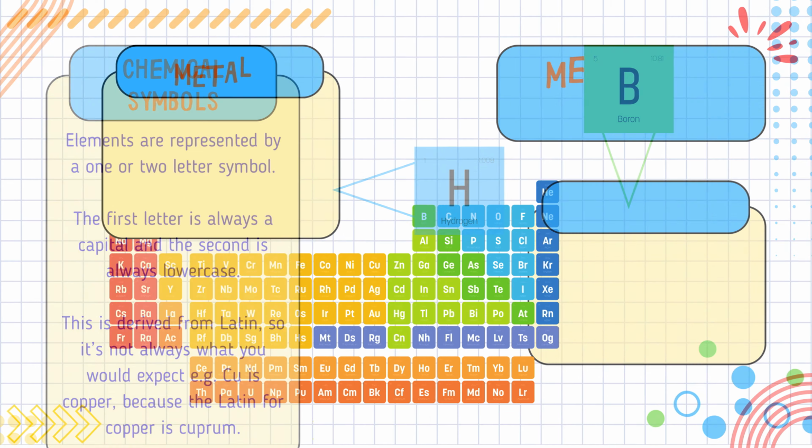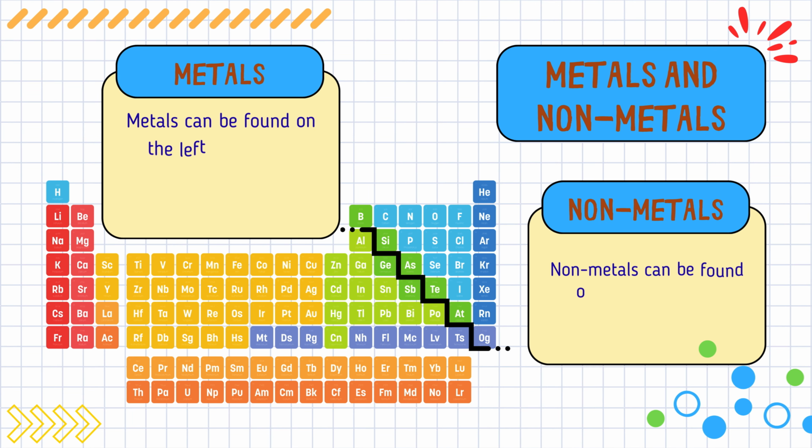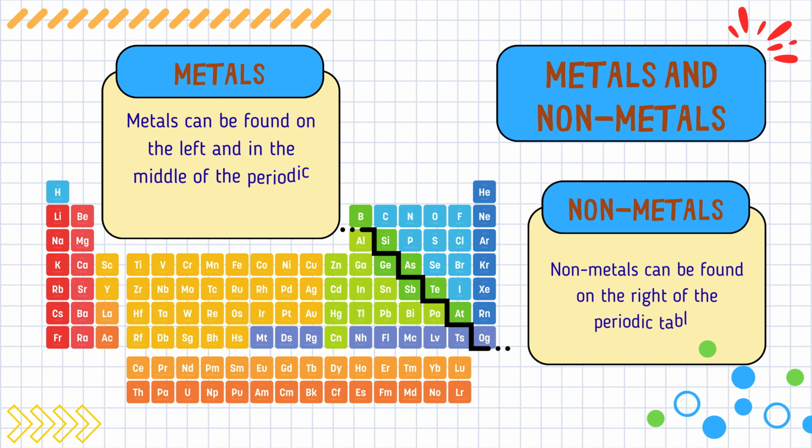In the periodic table, metals are found on the left side and in the middle. On the other hand, non-metals are placed on the right side of the table. This simple arrangement makes it easy to see how different types of elements are grouped together.